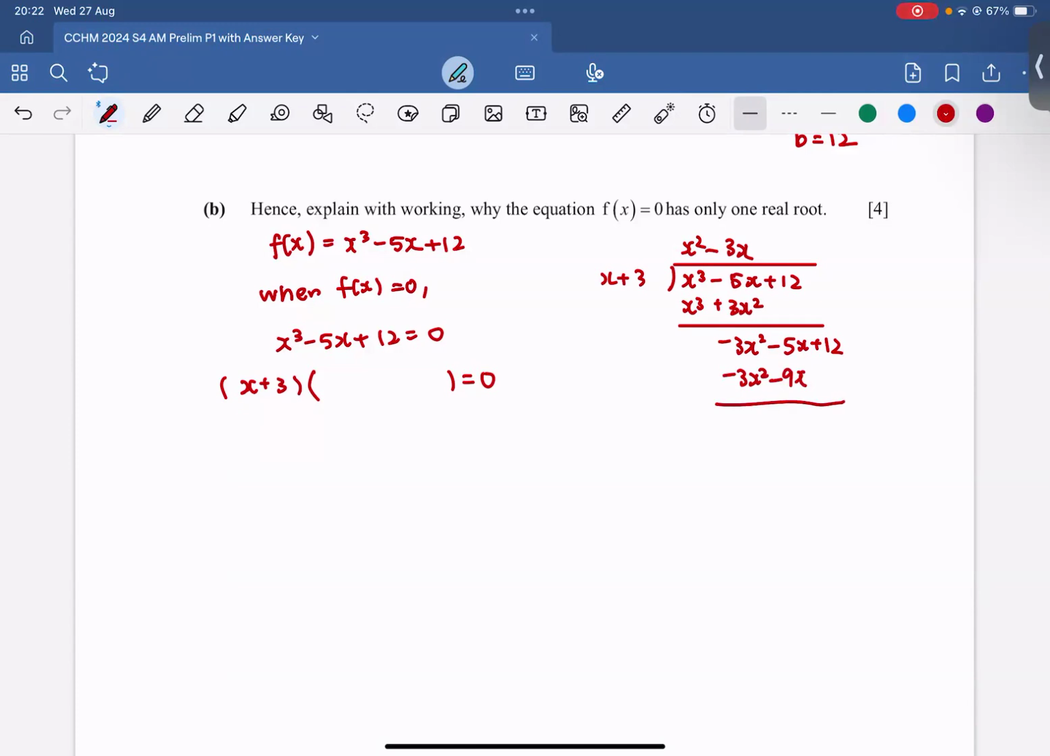Okay, then over here we will have this minus this become 4x plus 12. Remember the remainder must be 0. If the remainder is not 0, means your factorization is wrong. Okay, so this will give us this.